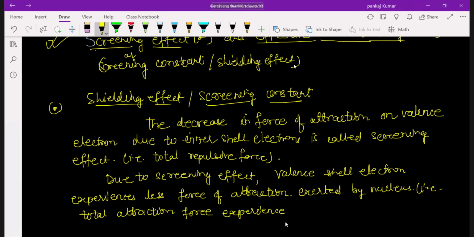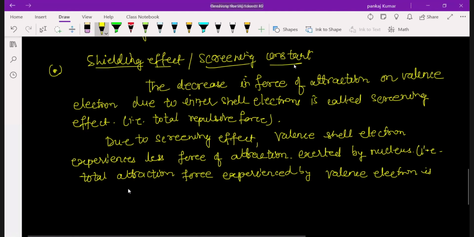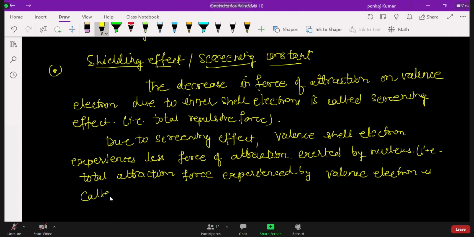Wait, only two minutes are there. Due to the screening effect, the valence electron experiences less force of attraction exerted by the nucleus. That is the total attraction force experienced by the valence electron. Sir, for me it's showing only one page, the second page is not coming. It will come. I will show you.